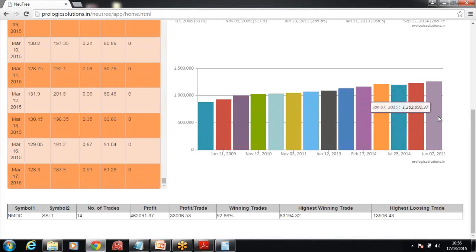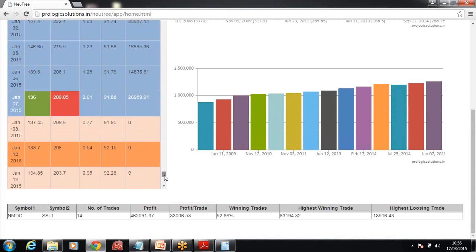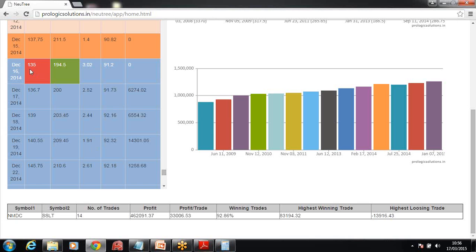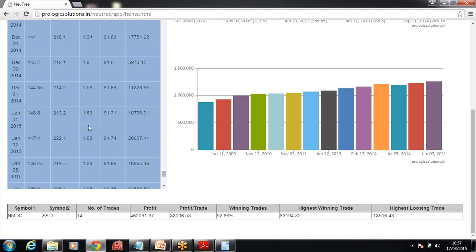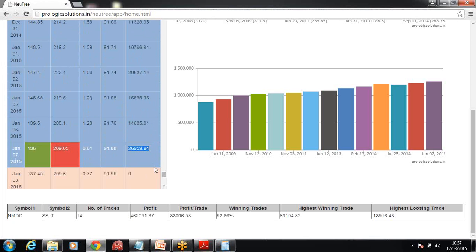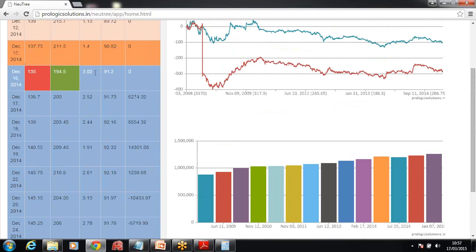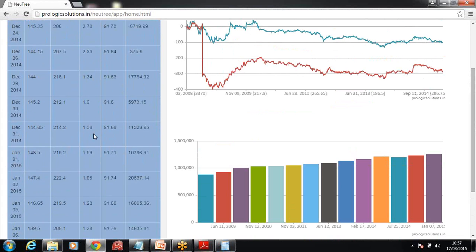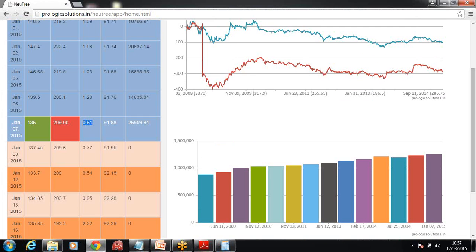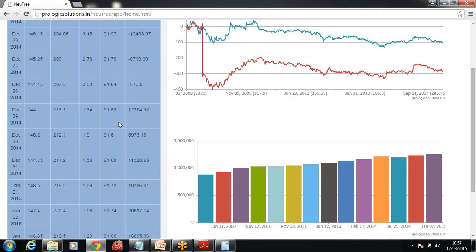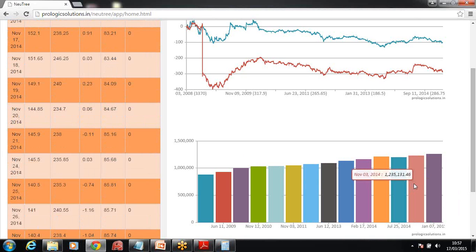So the last call came on Jan 7th this year. That is the call you got: NMDC short and SSLT buy. The call ended at 26,000 rupees profit. The Z-score started at 3 and then it comfortably went down to 0.16, 0.6. That's a profit of 26,000 or 27,000 rupees on each lot. So these are the past calls that we have.